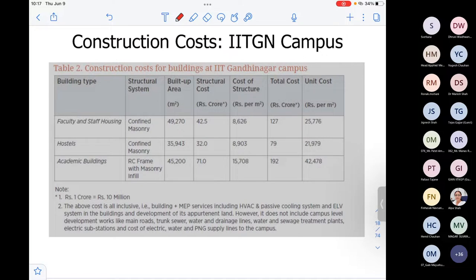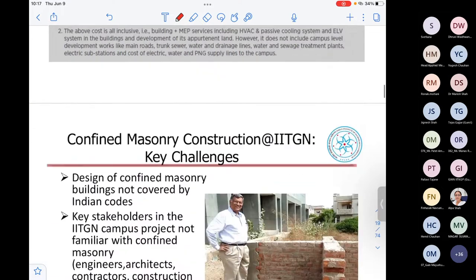So this 8,000 is based on structural cost, and based on the total cost when everything else is added, finishes, then it becomes much higher, obviously. Anyways, this is the only comparison that is available based on the IITGN campus. There could be other comparisons, but it is not available for this campus construction.